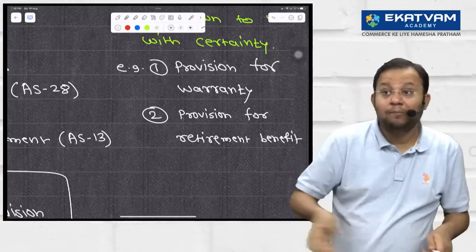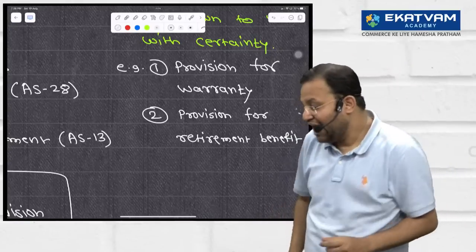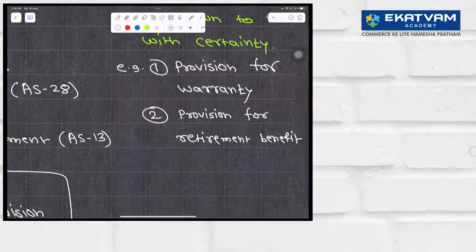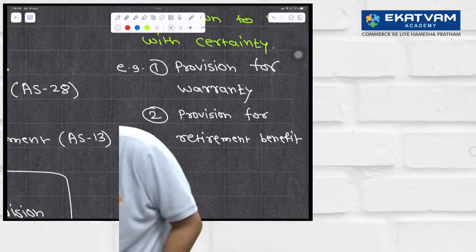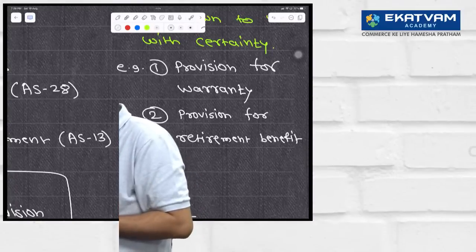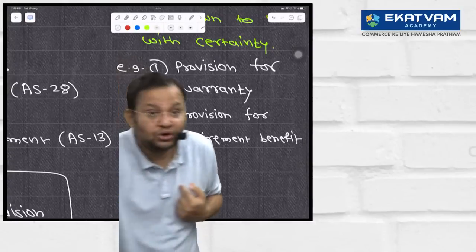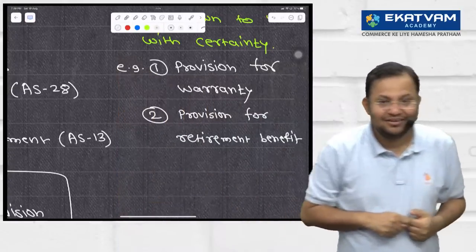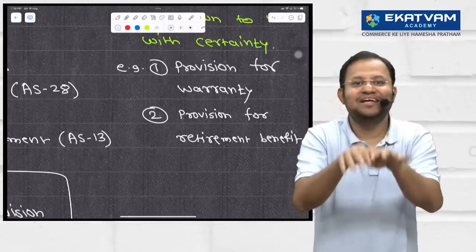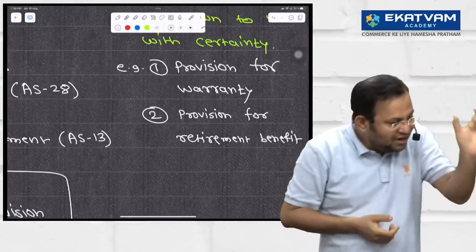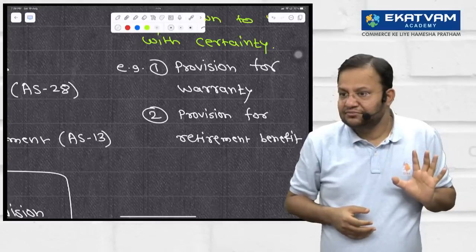Liability is what? Obligation as a result of past event. What is a liability? Obligation due to something happened in the past. What happened in the past? I appointed you as an employee. What happened in the past? I sold a phone. So sale of a phone results into my obligation towards Mr. Samarth. Amount of that obligation is not known. The moment you have obligation, it is a liability.